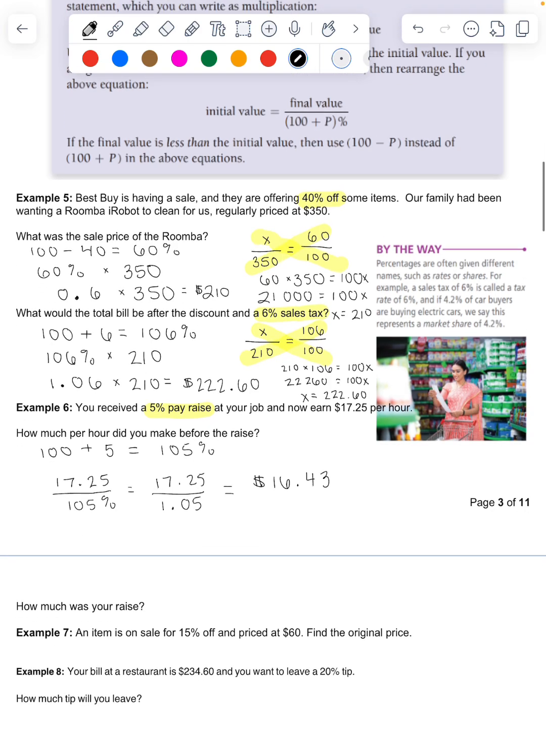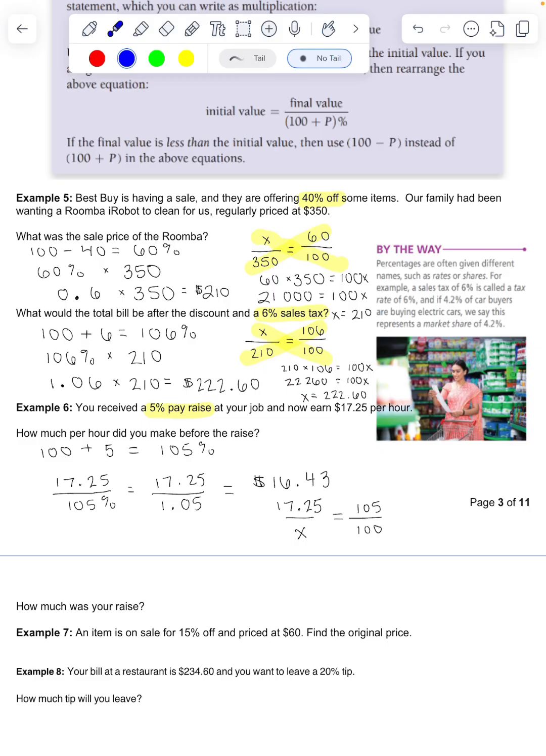Again, if you want to set up a proportion, that is totally fine. We're going to have 105% over 100. Now, the $17.25 per hour, that is after the raise. So that should go next to 105. And I'm trying to figure out what I was making before, what I was making when I was making 100% of my salary, not 105% of my salary.